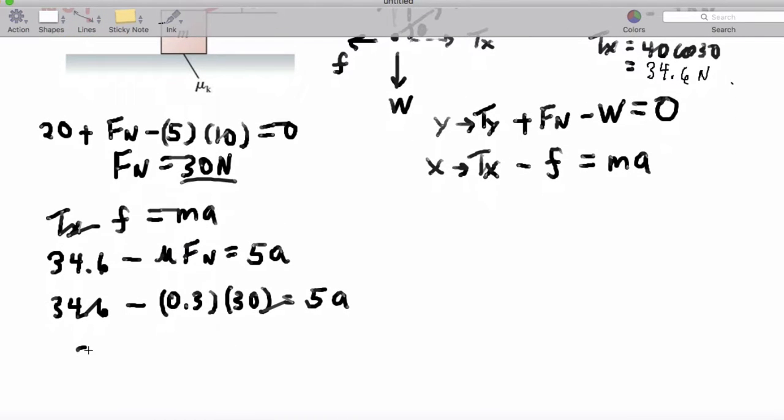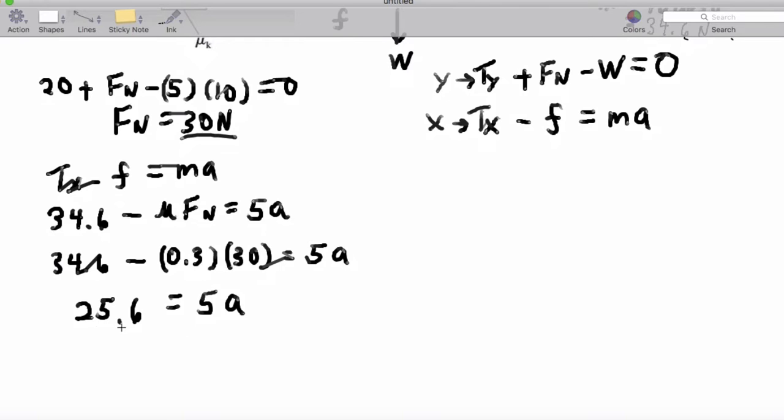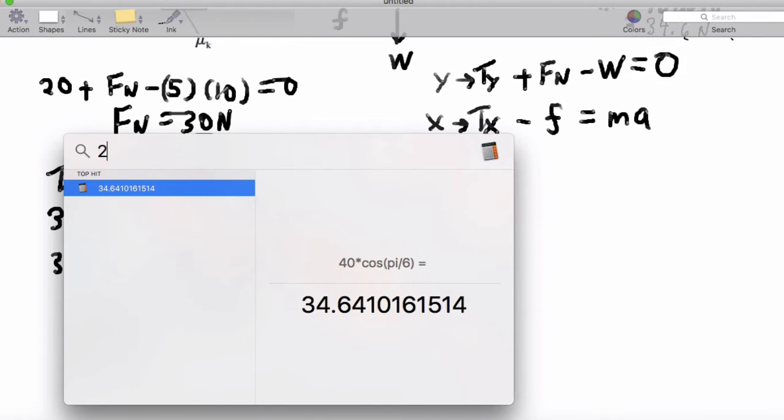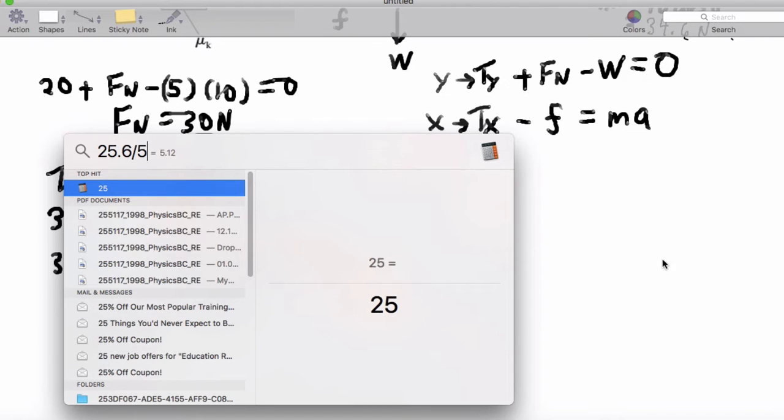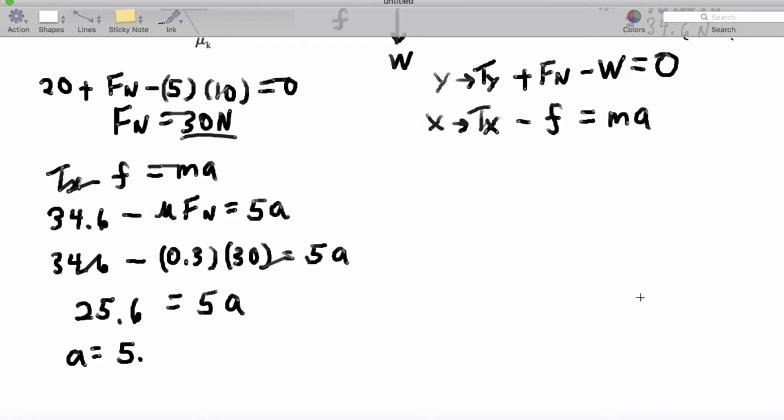So I'm going to end up getting 25.6 equals 5 times a. And the acceleration is going to end up being 5 point, I think it's 5.012. Let's actually just figure that out though. 5.12. Whoops. So 5.12 meters per second squared.